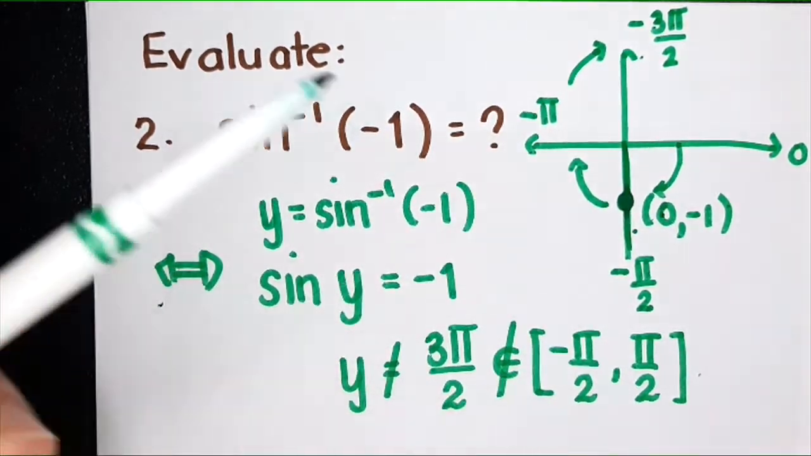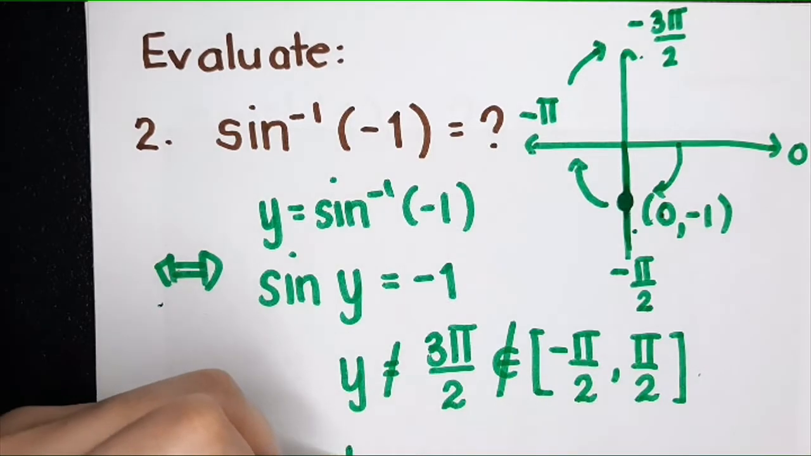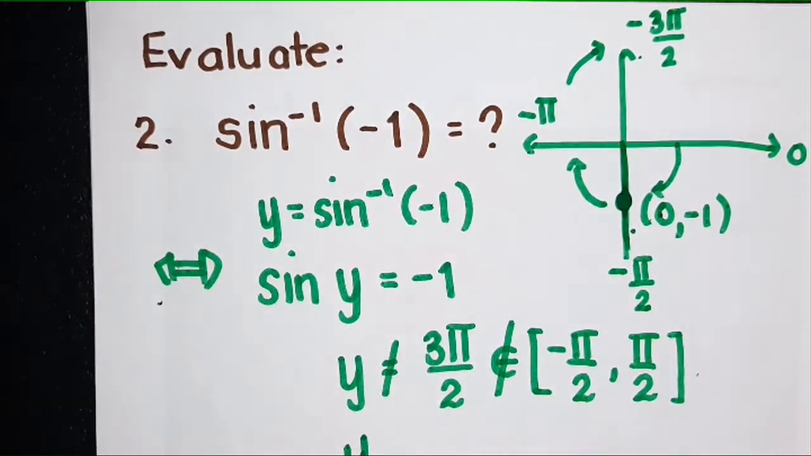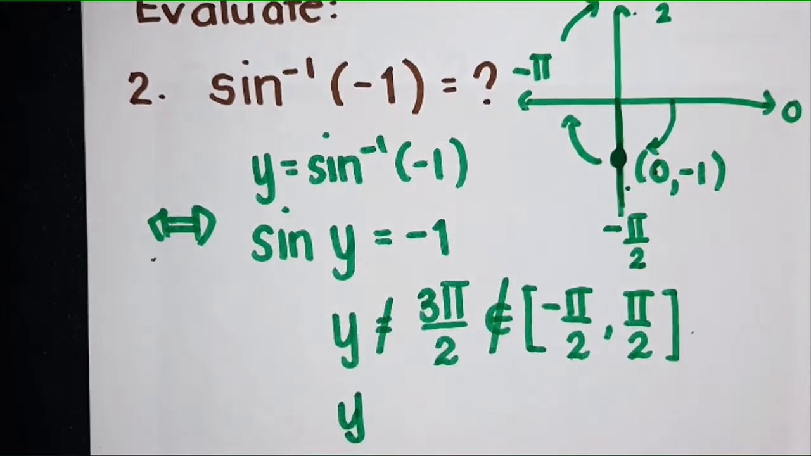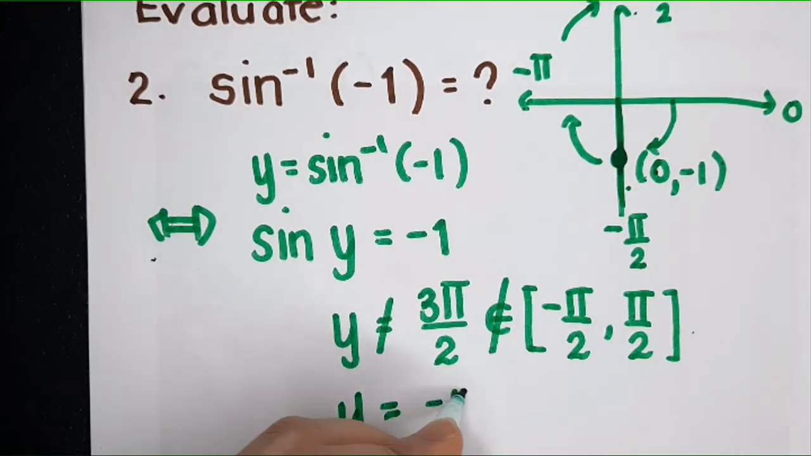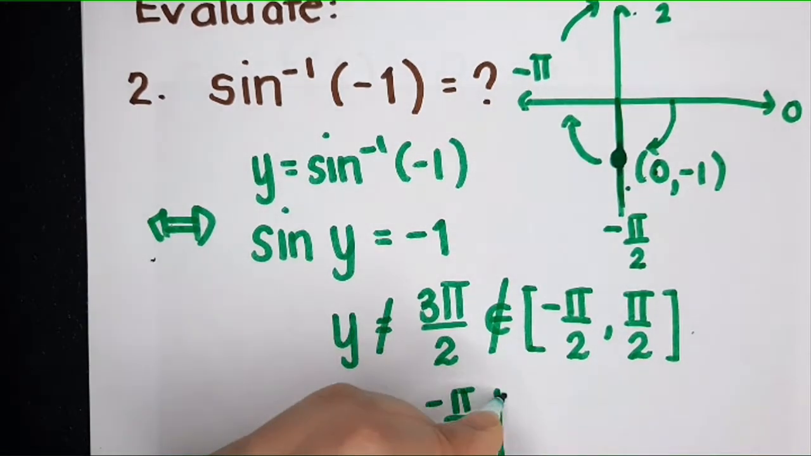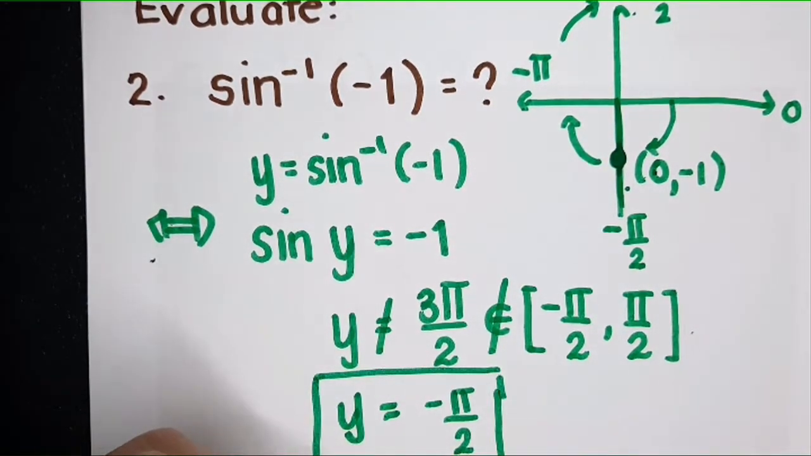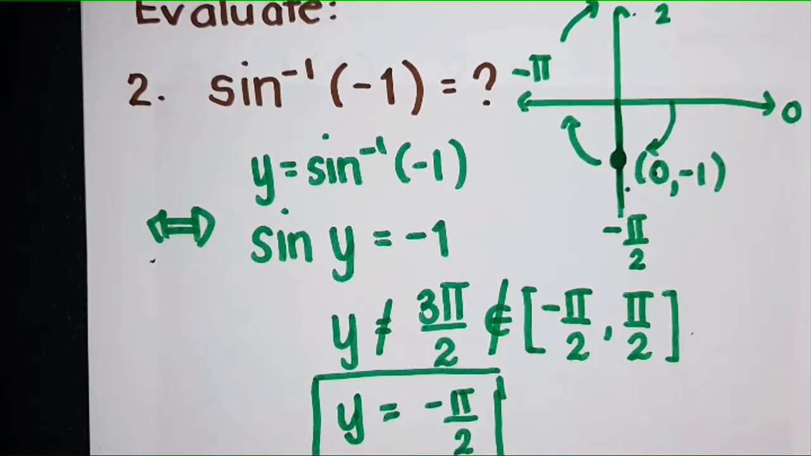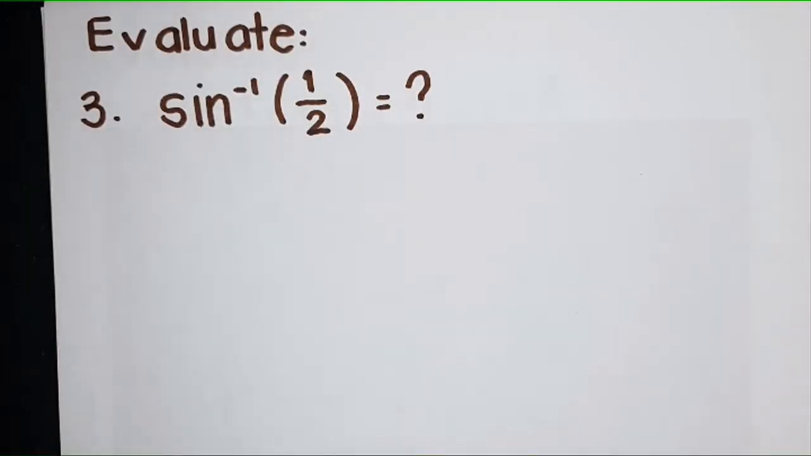Okay? So, anong value ni y dito? Ang value ni y dito ay walang iba kundi negative pi over 2. Okay? And check. It is in the interval negative pi over 2 to pi over 2. Okay? This is our third example.